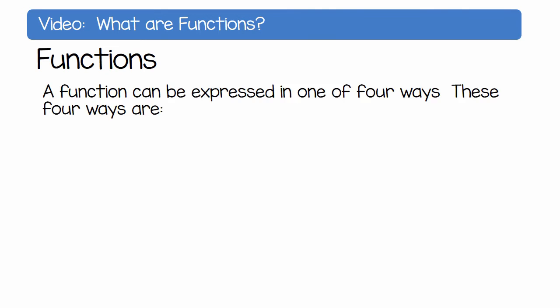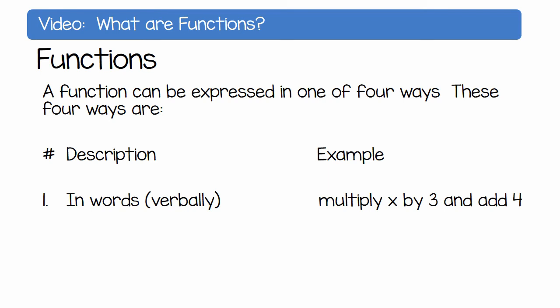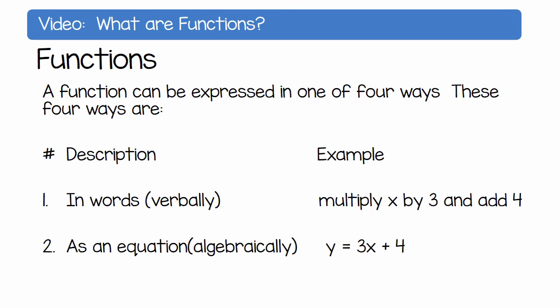A function can be expressed in one of 4 ways. These 4 ways are: in words, we shall call that verbally. For example, x multiplied by 3, the result added to 4. As an equation, we will call this algebraically: y equals 3x plus 4.